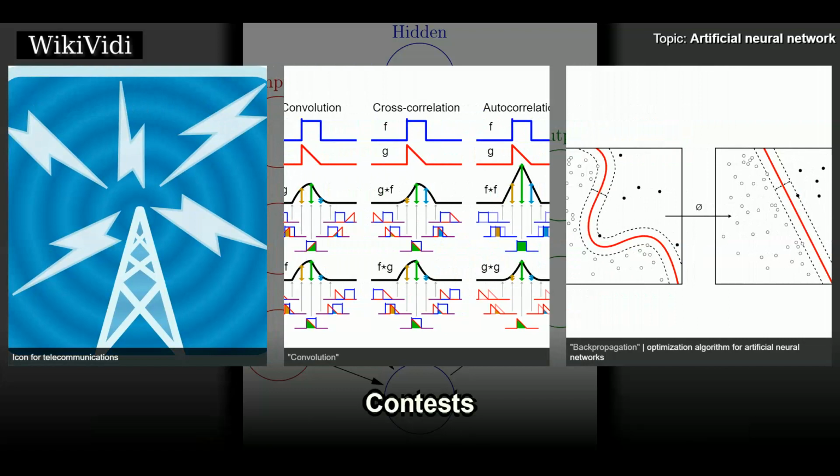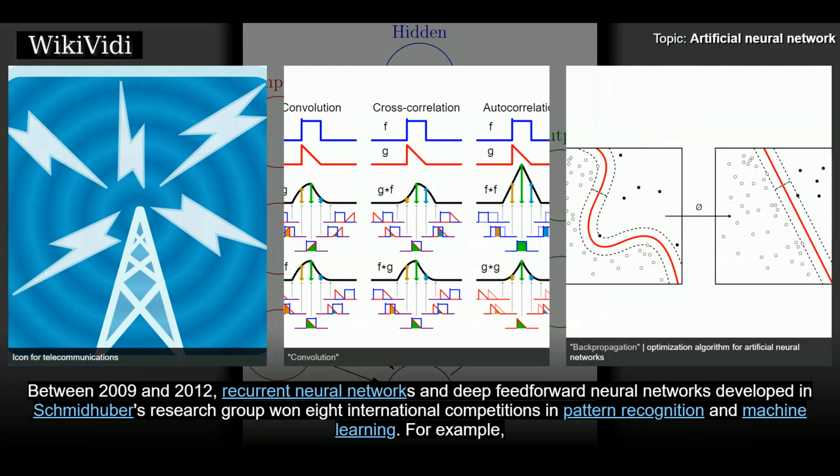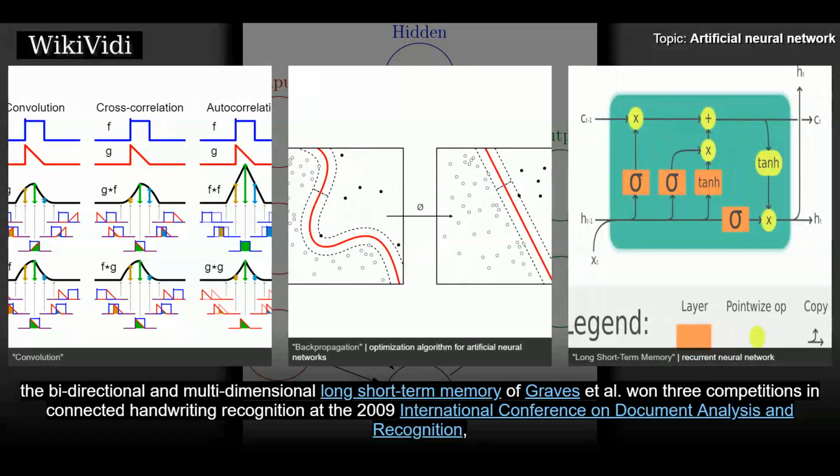Contests. Between 2009 and 2012, recurrent neural networks and deep feed-forward neural networks developed in Schmidhuber's research group won 8 international competitions in pattern recognition and machine learning. For example, the bidirectional and multidimensional long short-term memory of Graves et al. won 3 competitions in connected handwriting recognition at the 2009 International Conference on Document Analysis and Recognition.